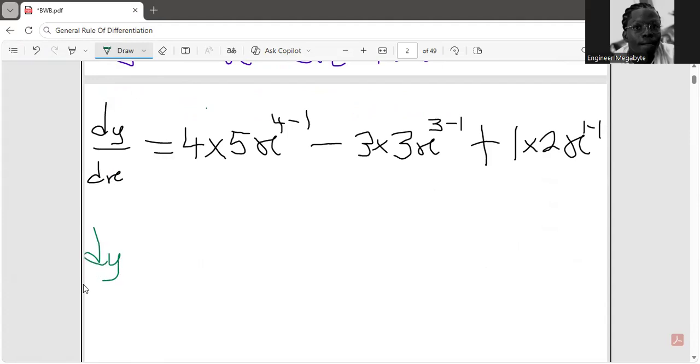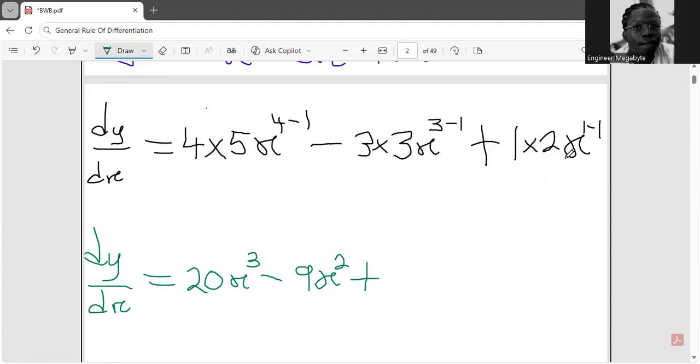You realize that our dy dx is now going to be equal to 5 times 4, which gives us 20. Then look at what is going to happen to the exponent of x. If you subtract 4 minus 1, it gives us 3. So it's going to be 20x cubed. Minus 3 times 3 gives us 9. Then we bring the x, and the exponent 3 minus 1 gives us just 2.